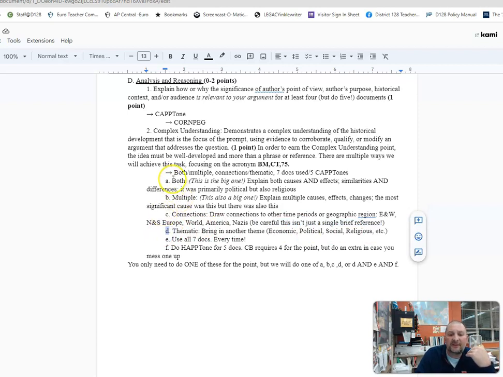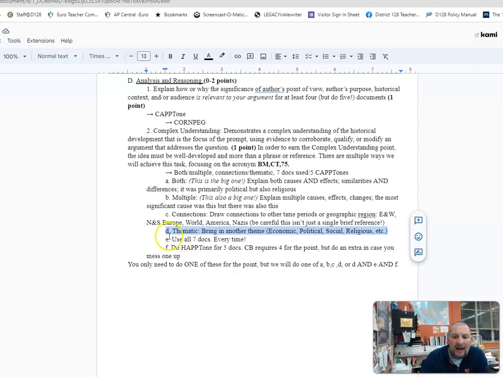Another way to do this, so we have both and multiple, kind of go together, same ideas, you just got to do one. Connections is another way. Thematic: if the question is strictly about political changes, can you bring in social changes? Can you bring in economic changes? Another one of our themes, another one of our APSPRITE, if you will.